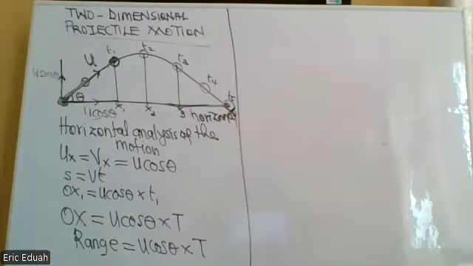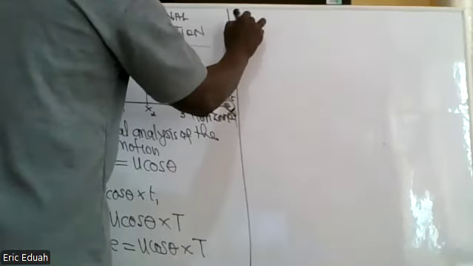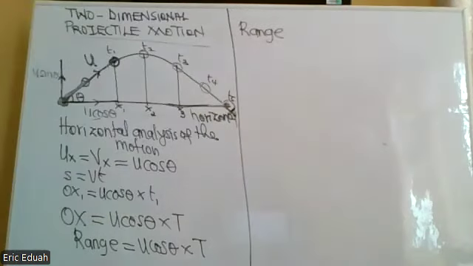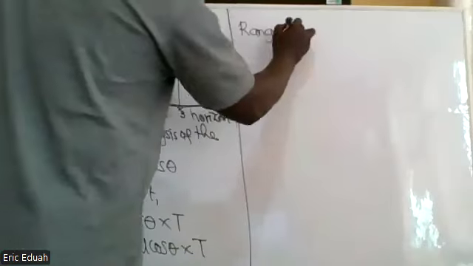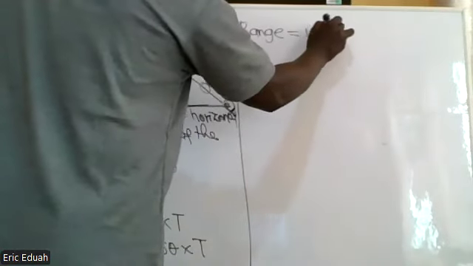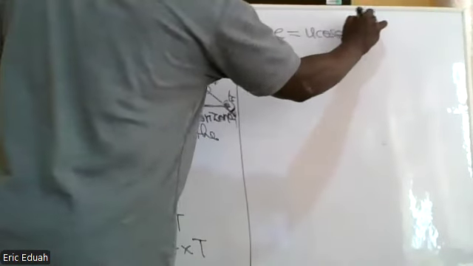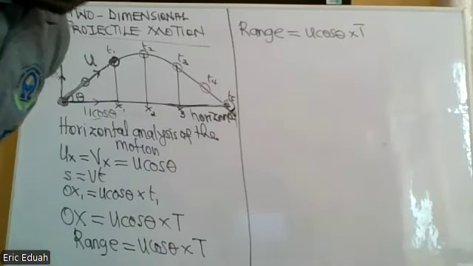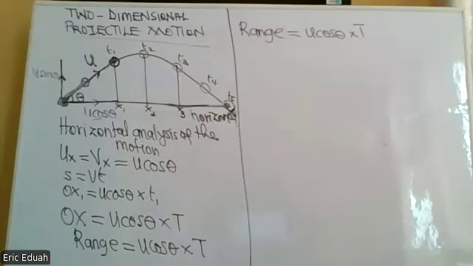So the first thing to note in two-dimensional projectile motion, the range, which is the total horizontal distance traveled, is equal to u cos theta times the time of flight. And the range is defined as the total horizontal distance traveled by the projectile.